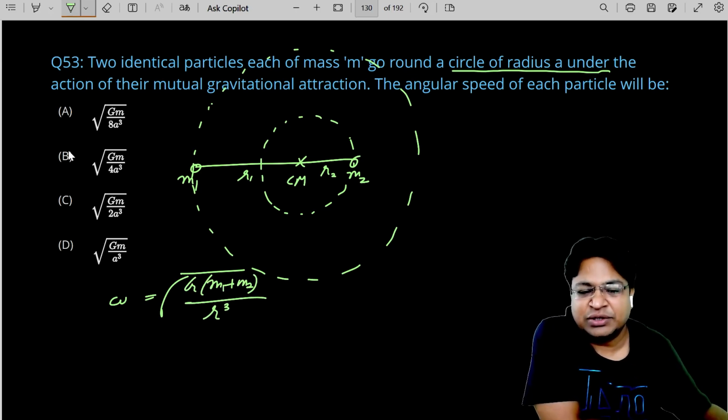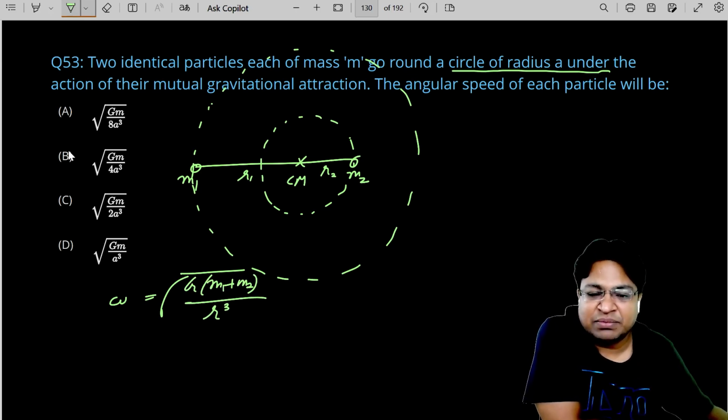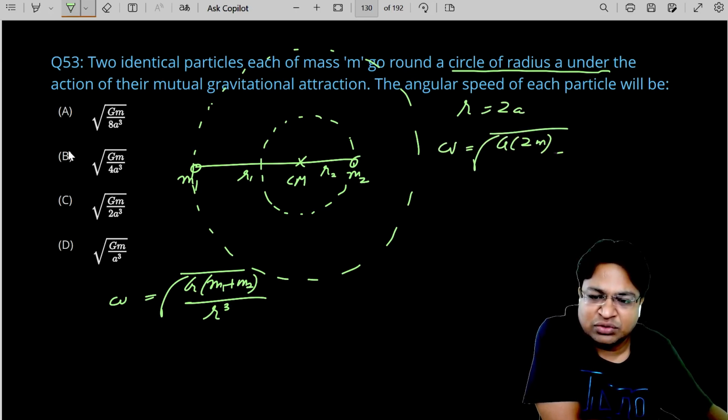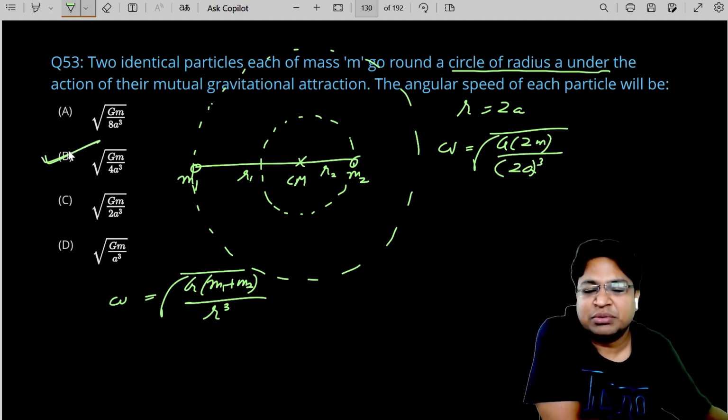In this particular question, the separation between the particles will become r1 plus r2, and r1 and r2 are both equal to A. So the separation between the particles becomes 2A. The particles have equal mass, so you just substitute the value. So omega would be equal to root of G into 2m divided by (2A) cube. So that would give you root of Gm upon 4A cube. So option B would be the right answer.